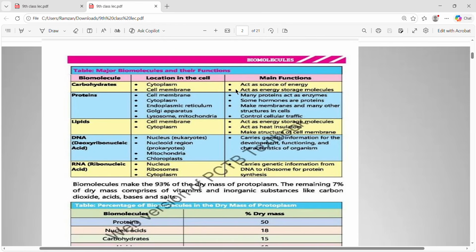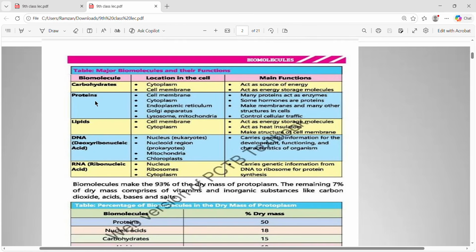So when glucose enters into the cell, it undergoes a process called glycolysis, and glycolysis means breakdown of glucose. When glucose is broken down, it enters into the mitochondria, and mitochondria run different processes like the Krebs cycle and electron transport chain to produce energy in the form of ATP that is used by our body. So you can say that carbohydrates are actually the source of energy.